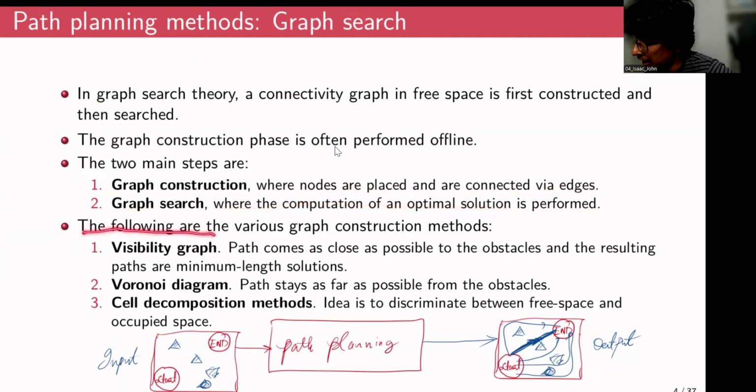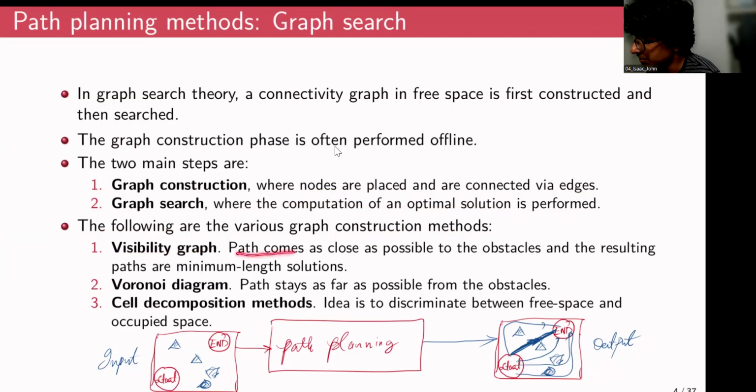So the following are the various graph construction methods. We'll be covering these three different types of algorithms for graph construction. The first one is visibility graph.